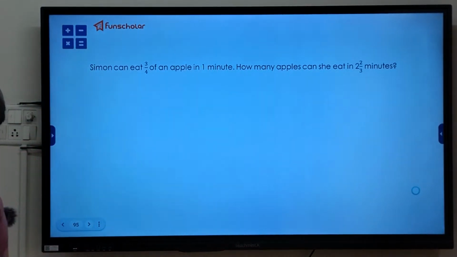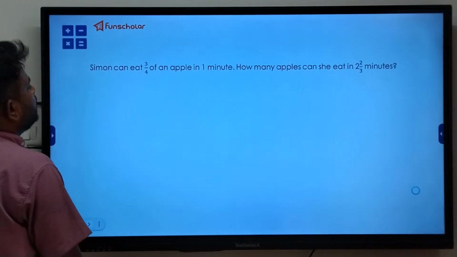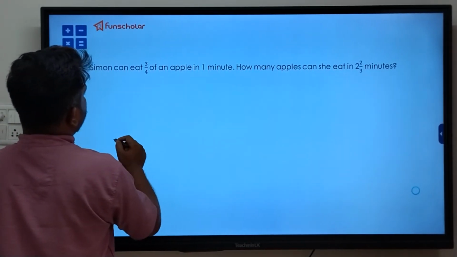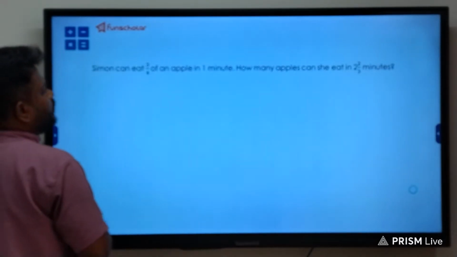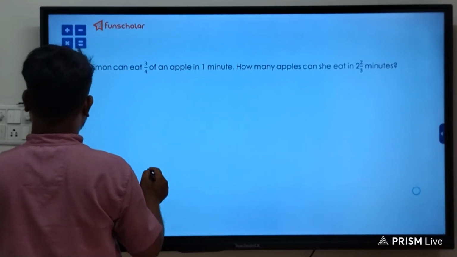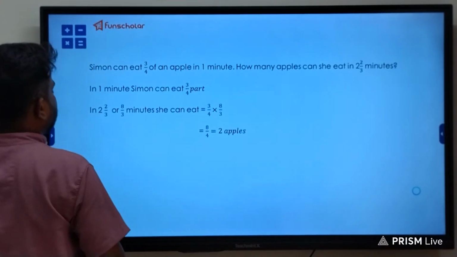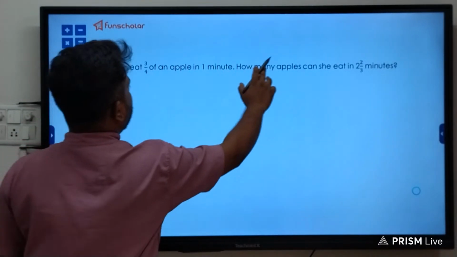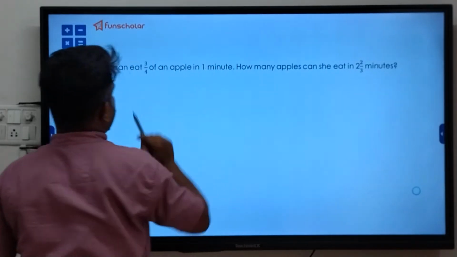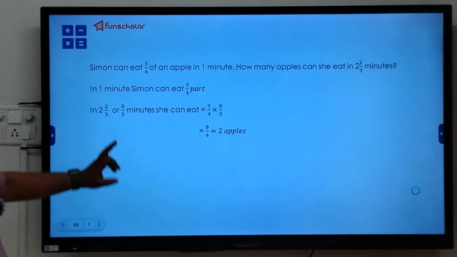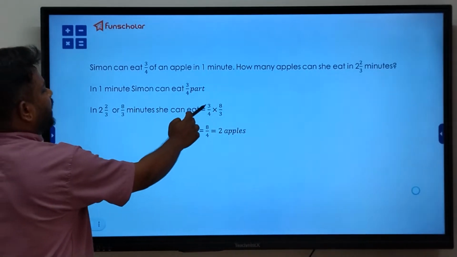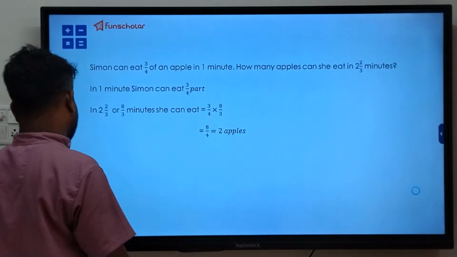Next one: Simon can eat 3/4 of an apple in 1 minute. How many apples can she eat in 2 whole 2/3 minutes? Okay, so in 1 minute she eats 3/4 of an apple. So in 2 whole 2/3 minutes she will eat what? Just multiply this one with this one. Okay, try to do it yourself and then the answer will be like this. 3 and 3 will get cancelled and 2 apples will be the answer.